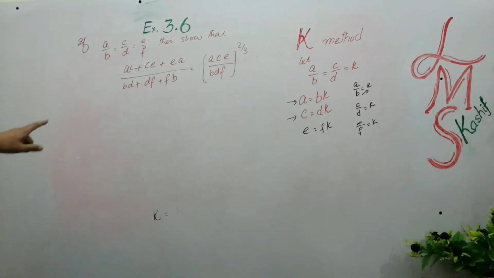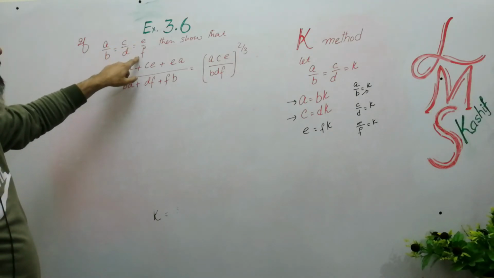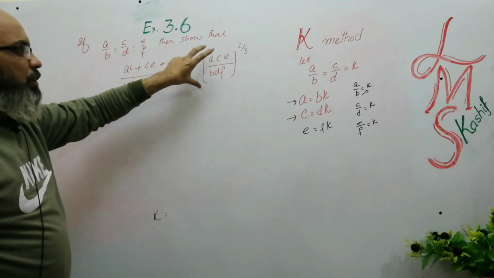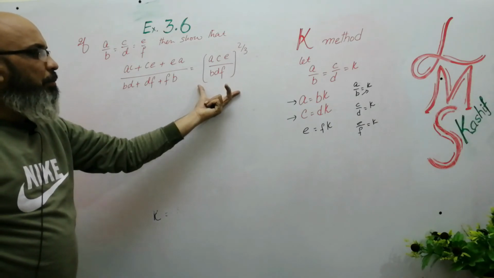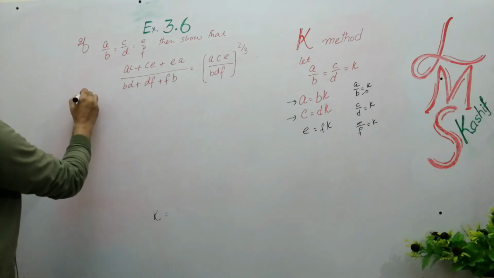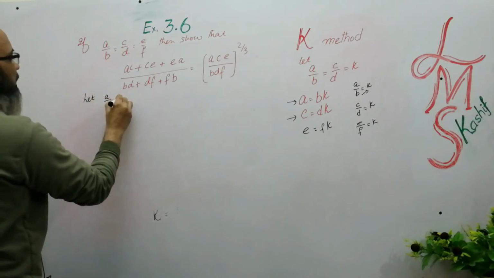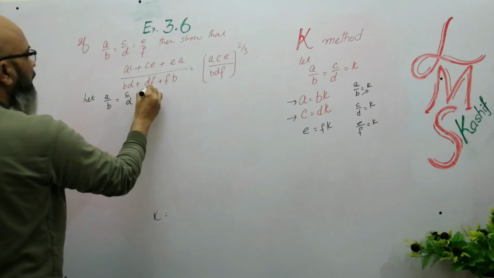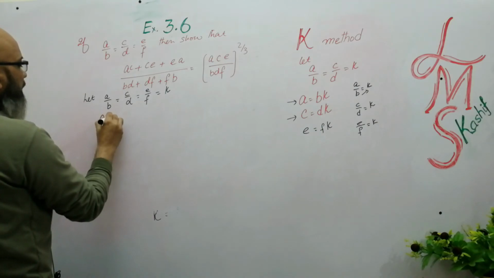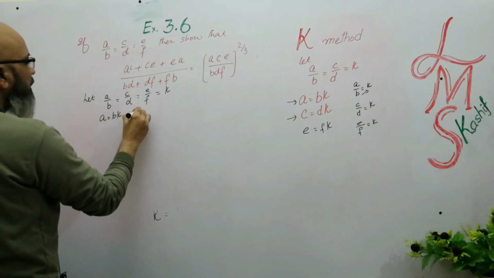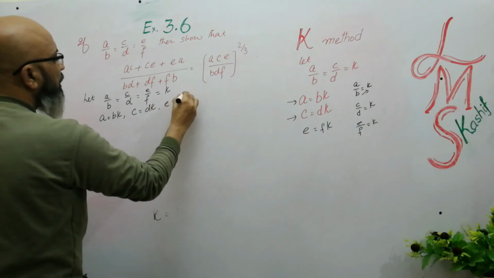Similarly, in all the questions we have to put the values of a, b and c. So in this question we have a over b is equal to c over d is equal to e over f, and then you have to prove the left hand side is equal to right hand side. Means similar way in which we did previous questions. Let a over b is equal to c over d is equal to e over f is equal to k. So a is equal to bk, c is equal to dk and e is equal to fk.